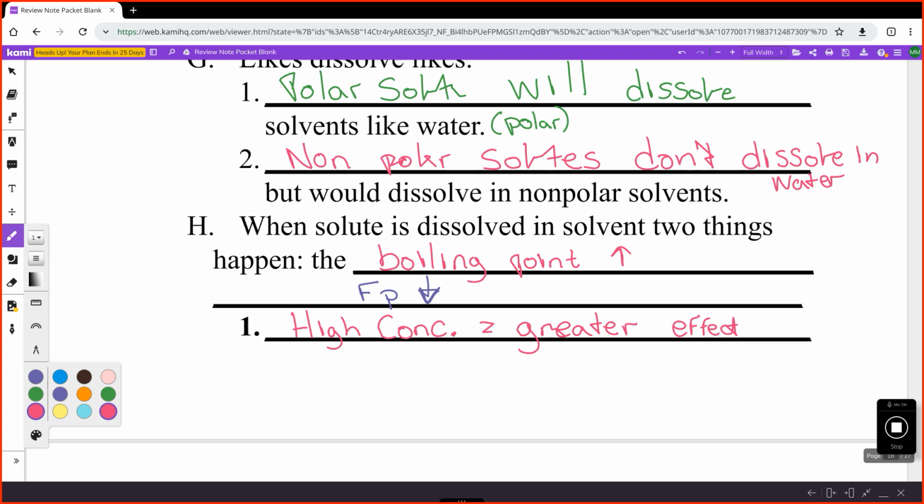So this is solutions. As quickly and as concisely as I can get it to you, these are the things you need to know. Table G, Table F, saturated, unsaturated, supersaturated, likes dissolves likes, and the effect of solutes in solvent. So I hope this video helped you out a little bit. Hope it gave you a little refresher as to what we talked about during those times.